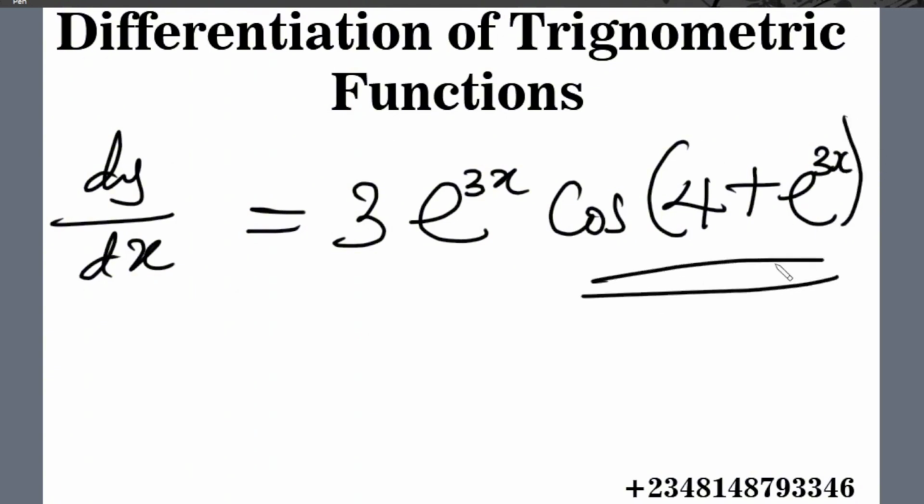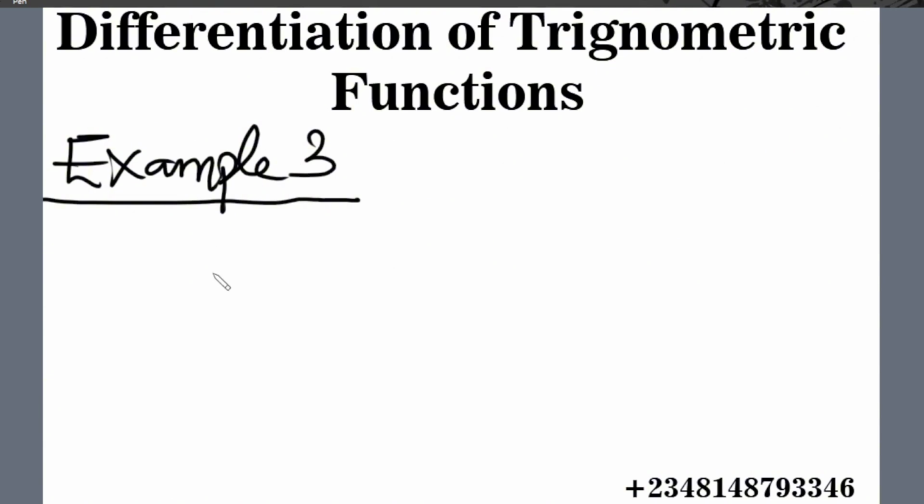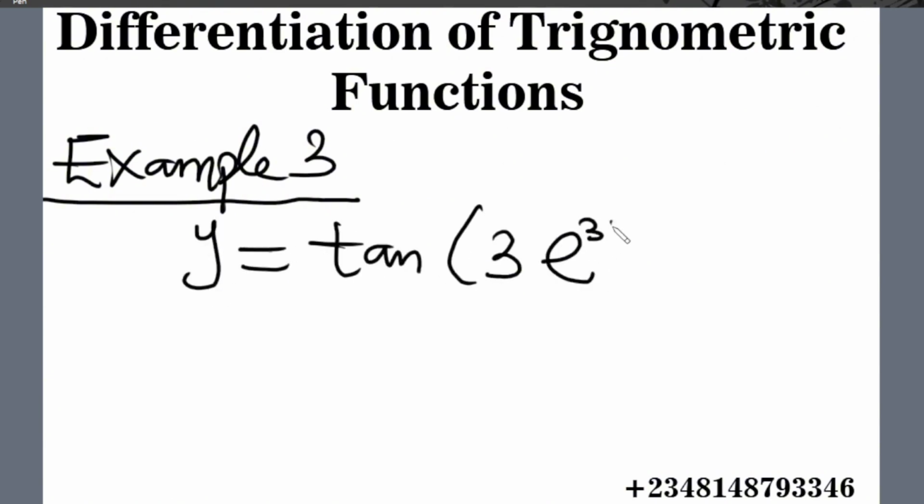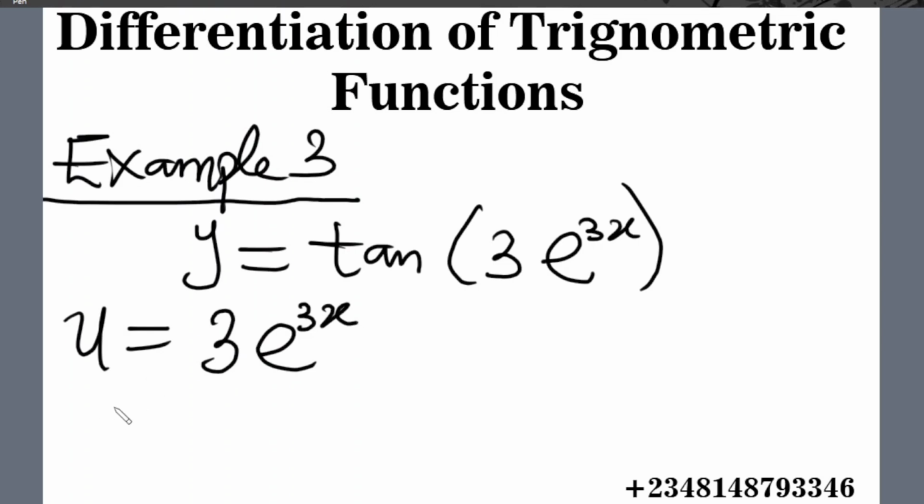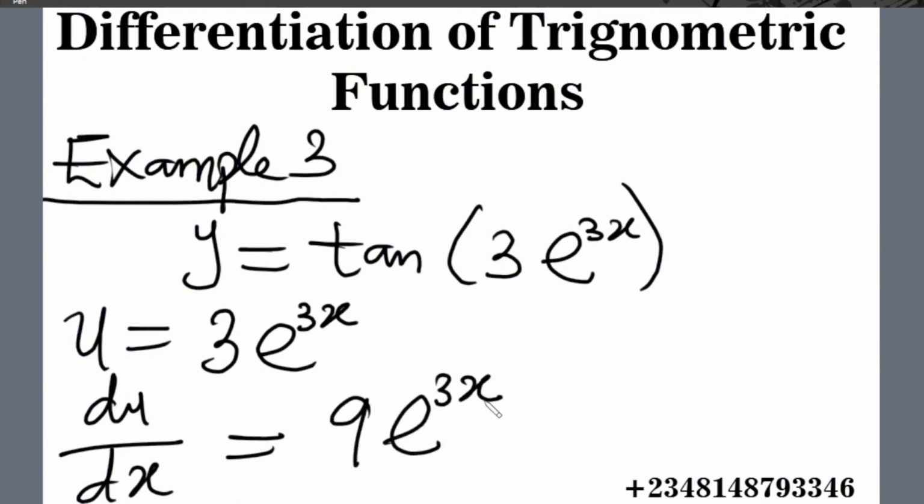Now let's take the final example. Example 3. If y equals tan of 3 exponential 3x, and we are asked to find dy over dx, how do we go about it? The first thing is to identify your u. So u equals 3 exponential 3x. Therefore, du over dx equals, if you differentiate 3 exponential 3x with respect to x, it gives you 9 exponential 3x.